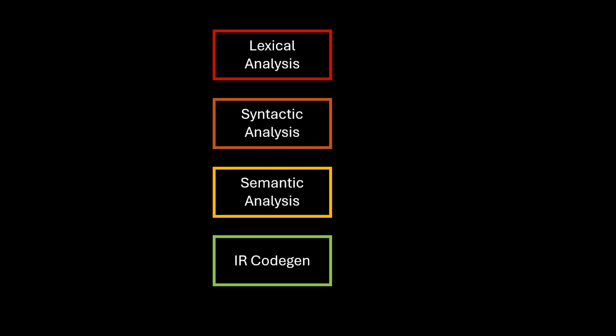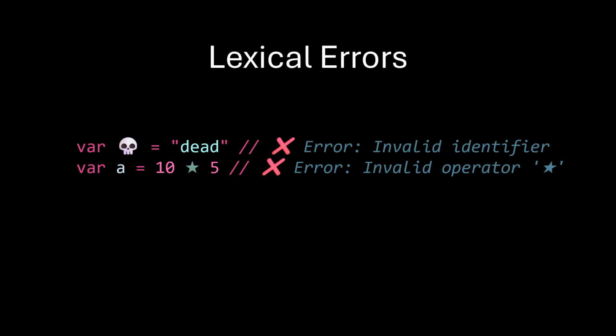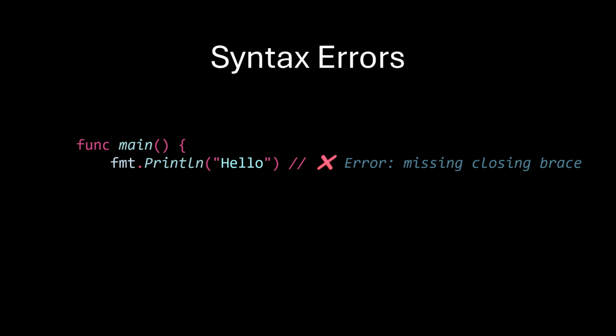And really, the main goal of semantic analysis is just to catch any errors that got past lexical analysis and syntactic analysis. Lexical analysis would have rejected illegal characters, and syntactic analysis would have rejected an invalid ordering of tokens. Semantic analysis catches every other error.